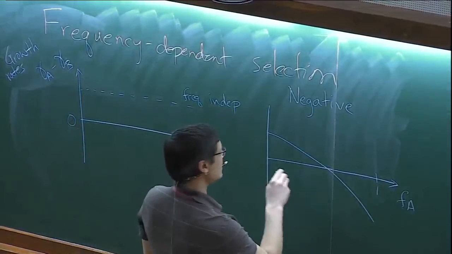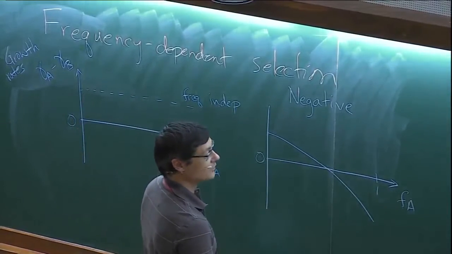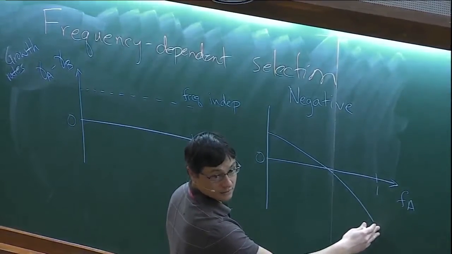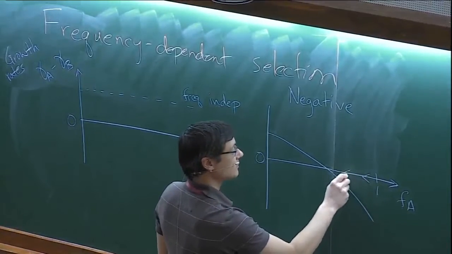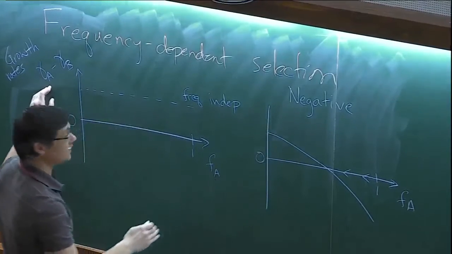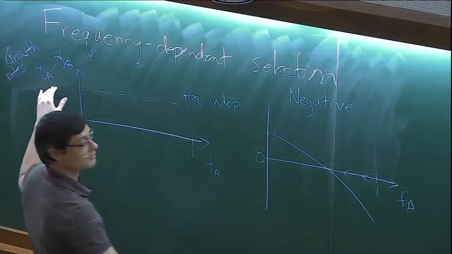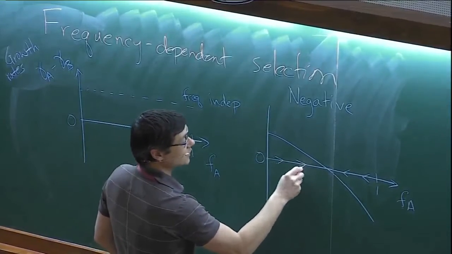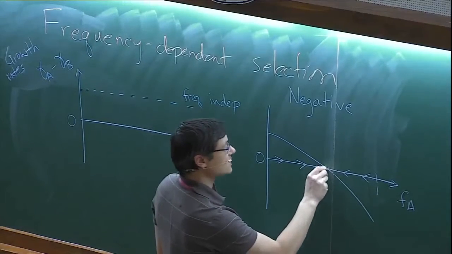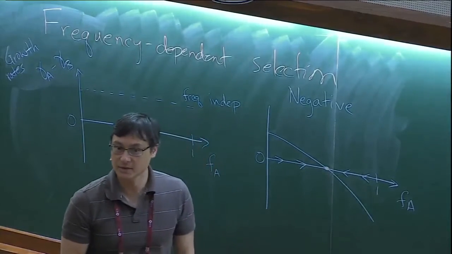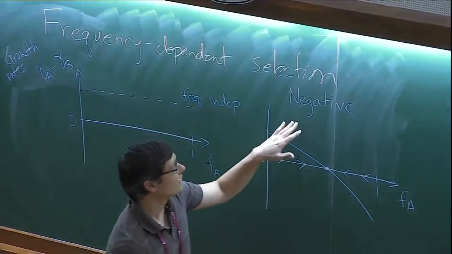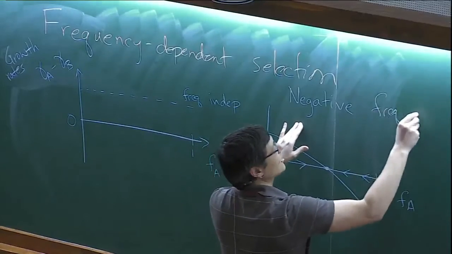Okay? And what you see is here it's crossing this 0 line, which means that if A is very frequent, then it's less fit, so its frequency goes down. However, if the frequency of A is small, then it's more fit than B. The growth rate of A is larger than the growth rate of B, so its frequency will grow. Now, what you see is that you get stable coexistence of these two types in the population at equilibrium. Okay? Now, this is negative frequency dependence.